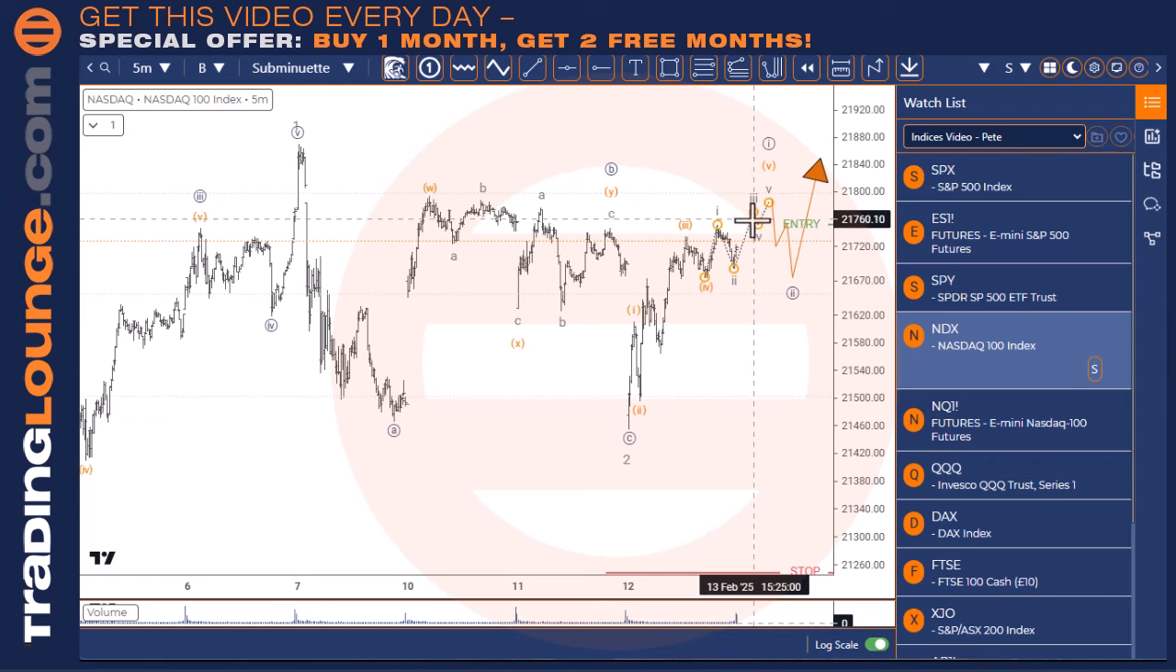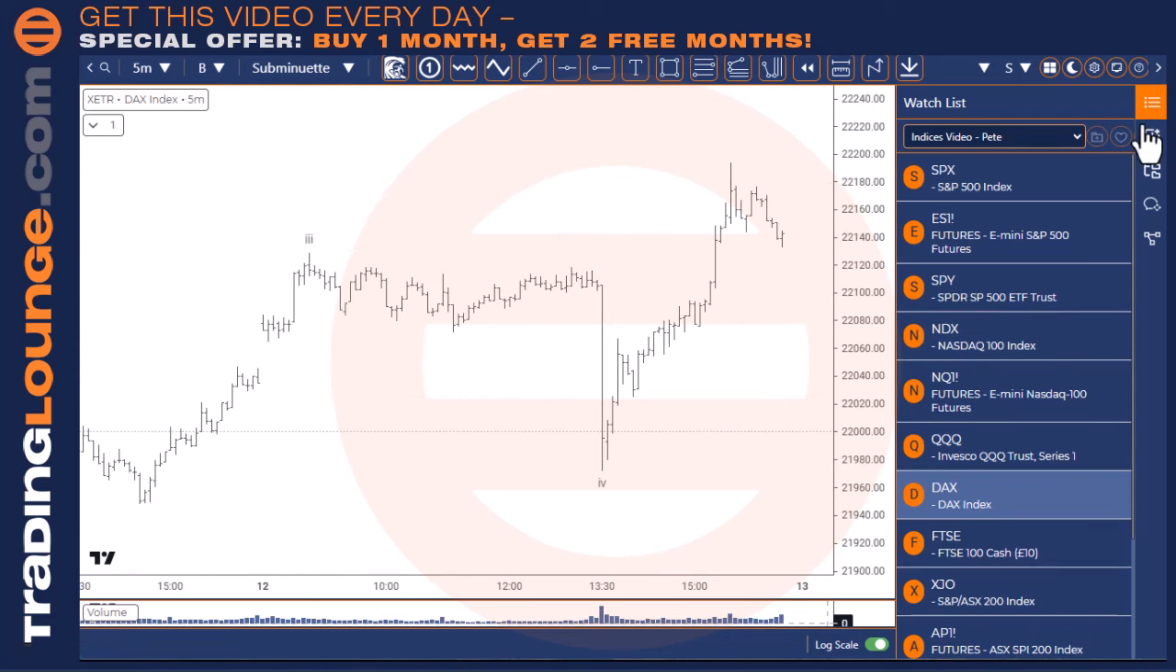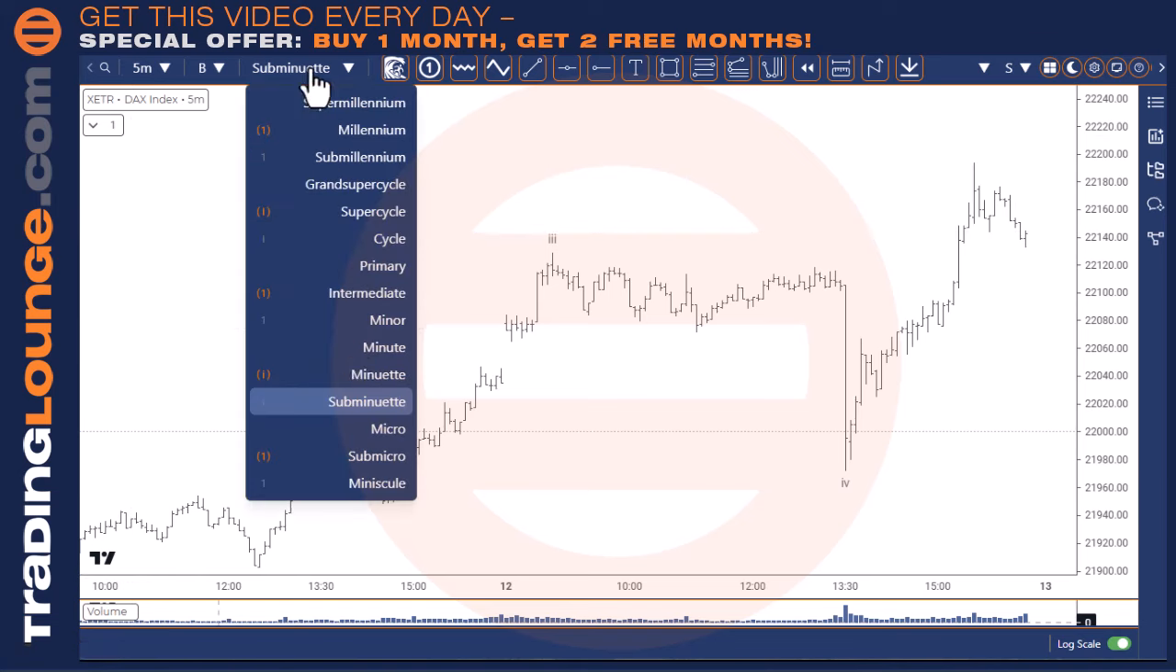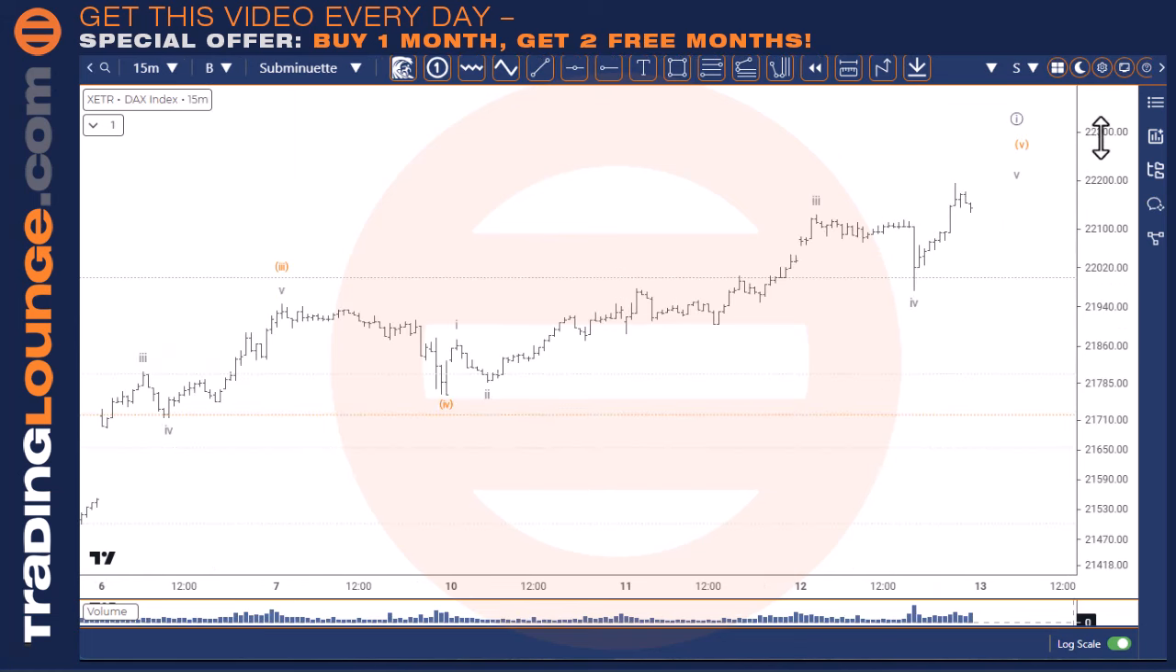So we know the futures have pushed up and taken this out, so it's confirming this here as a corrective move. So that's good, very good. Don't need to look at the triple Q, it'll be much the same. So we can move over to the DAX. Okay, so let's just bring this out a little bit here to 15 minutes on the DAX.